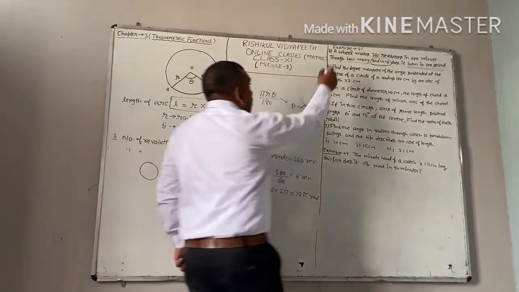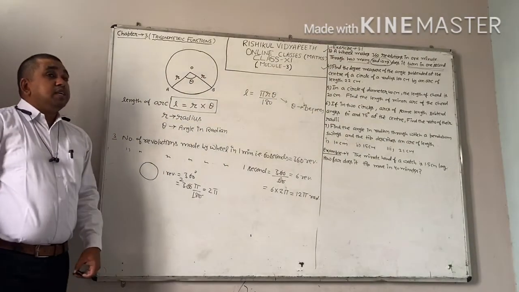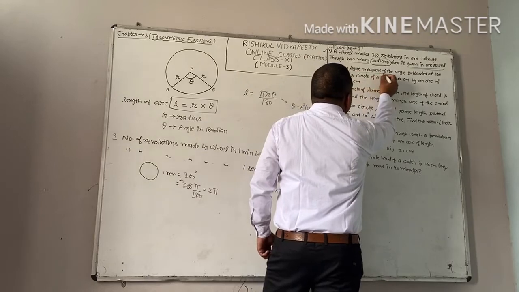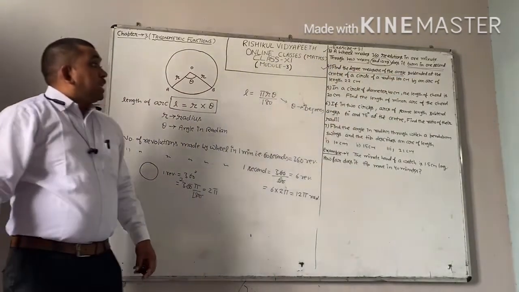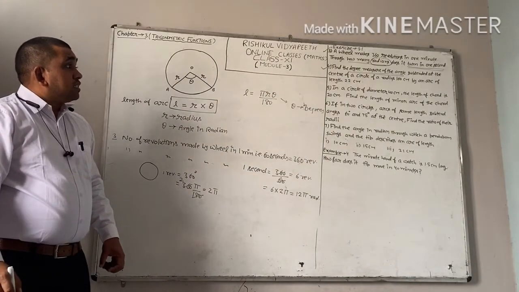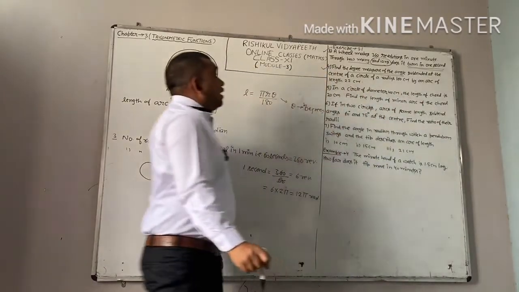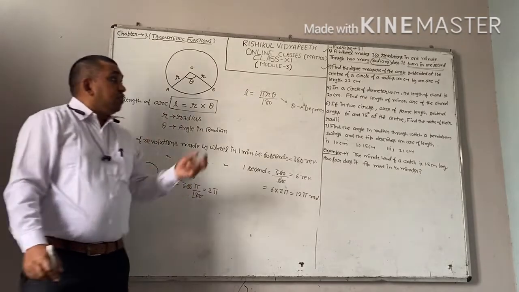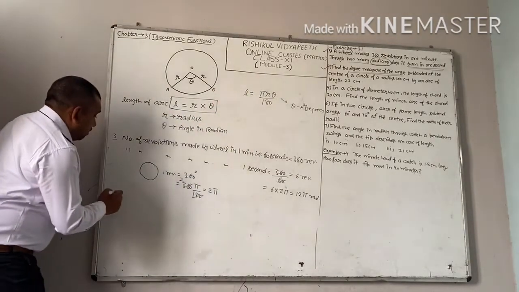Question number 4. Fourth question. Find the degree measure of the angle subtended at the center of a circle of radius 100 cm by an arc of length 22 cm. What we have to find out is the degree measure. Here we have to find the angle but in degrees. Previously I told you, you have to note down the things which are given to you first. Now what is given to you?